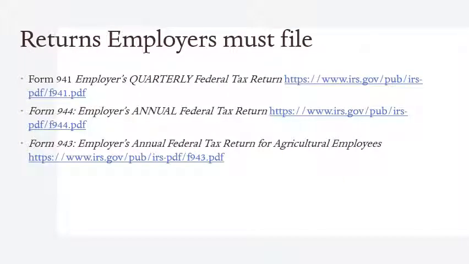Additional returns that employers are required to file include Form 941, the employer's quarterly federal tax return, and Form 944, the employer's annual federal tax return, and Form 943. This is a form that employers have to fill out for agricultural employees.